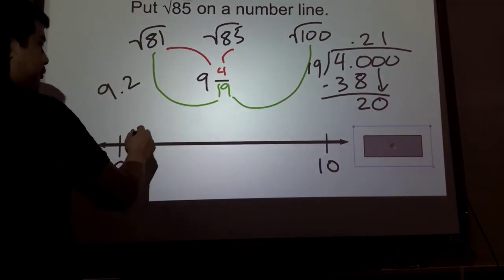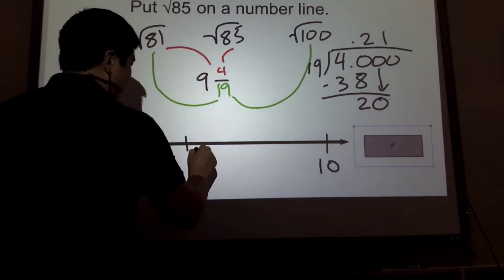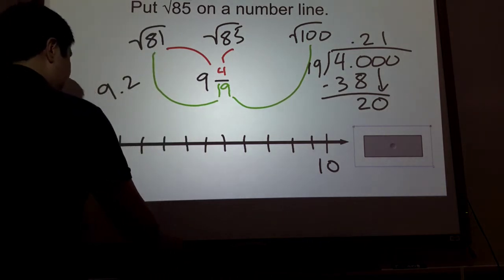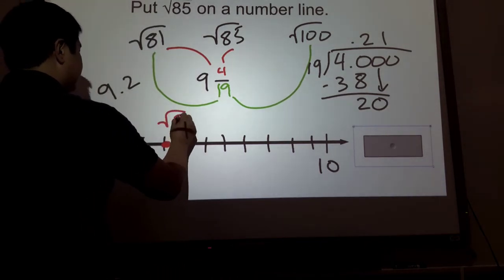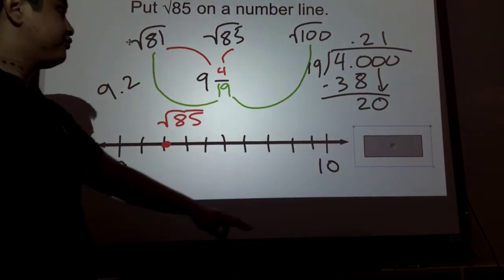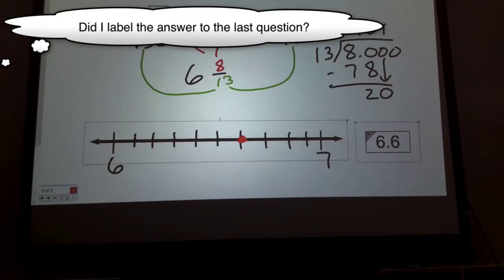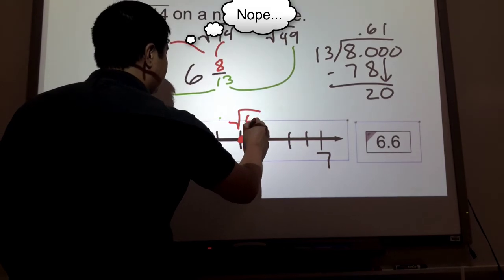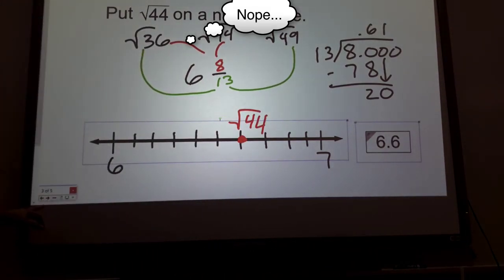So therefore, again, I'm going to put in my 10th place 9.1, 9.2, 9.3, 9.4, 9.5, 9.6, 9.7, 9.8, 9.9, and say that it is close to right there, 9.2. Okay, I forgot to mark this one. Be sure to label your dots.